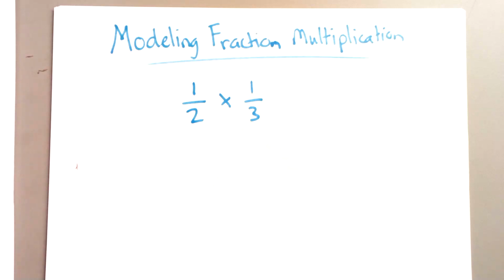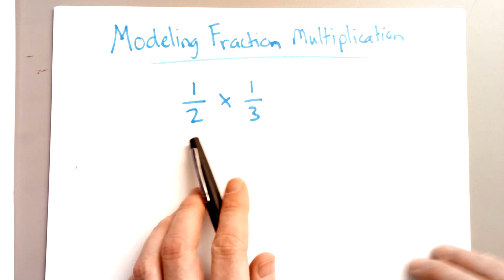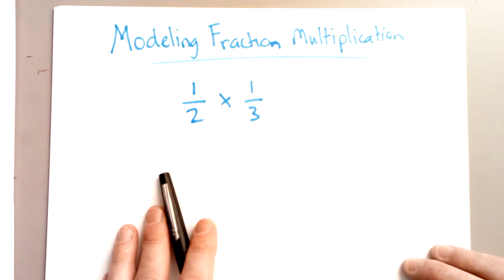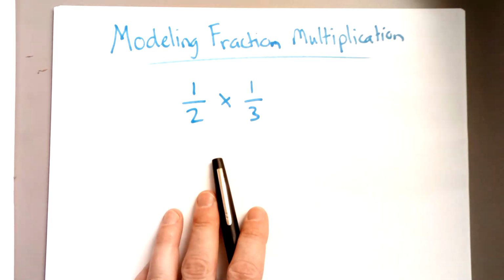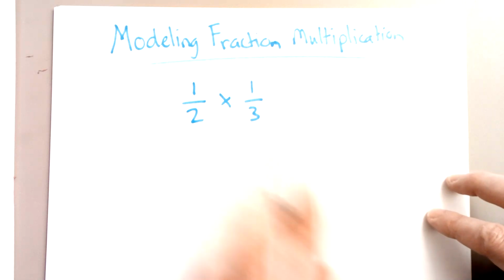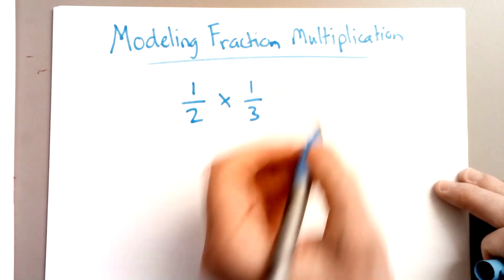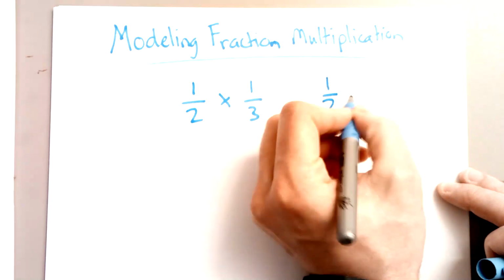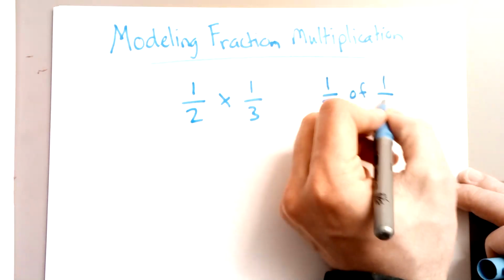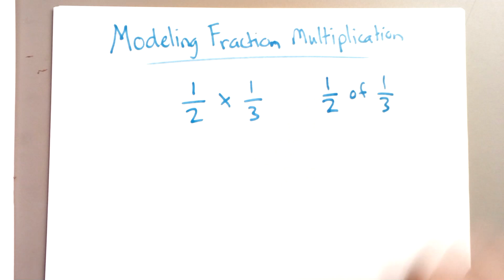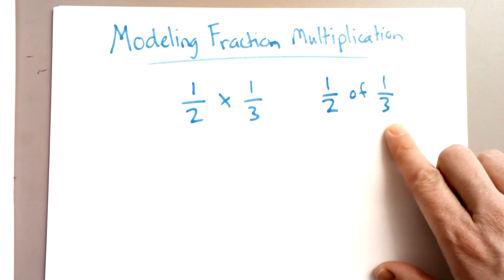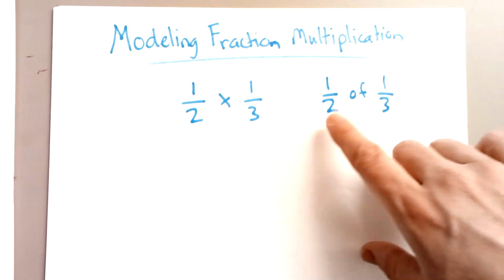Hello, class. Today we are going to be modeling fraction multiplication to understand what is happening when you are actually multiplying fractions. So in this case, we've got 1/2 multiplied by 1/3. Now, what this actually means is, can you take 1/2 of 1/3? Meaning if you start with 1/3 of a whole, you only get 1/2 of that.